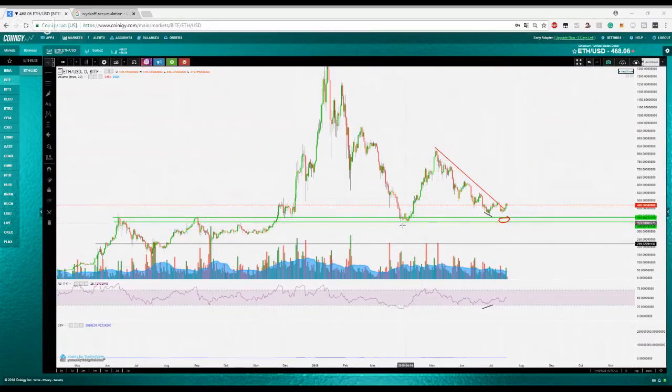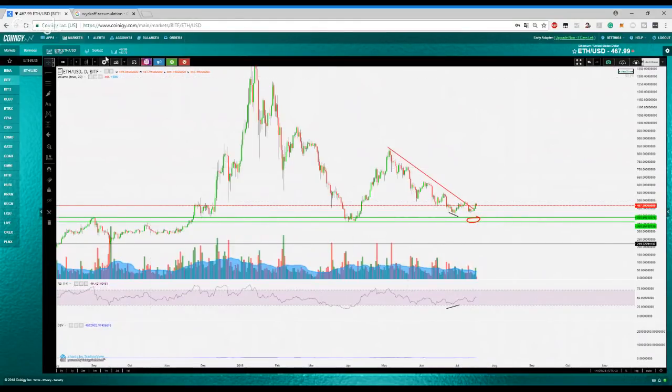However, if we do break this support, I would get out of my position personally. I've actually got a position right here, which I bought in March or April. I still have it, didn't sell because I don't think we're going any lower than that.